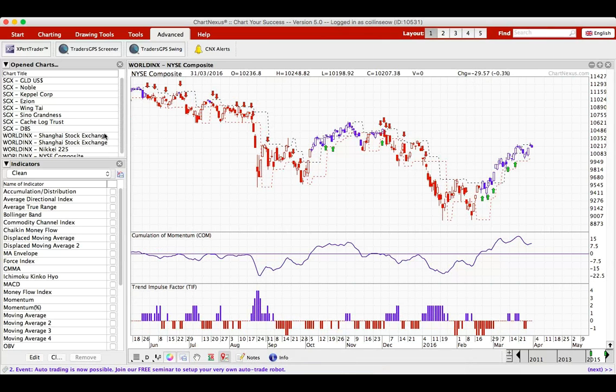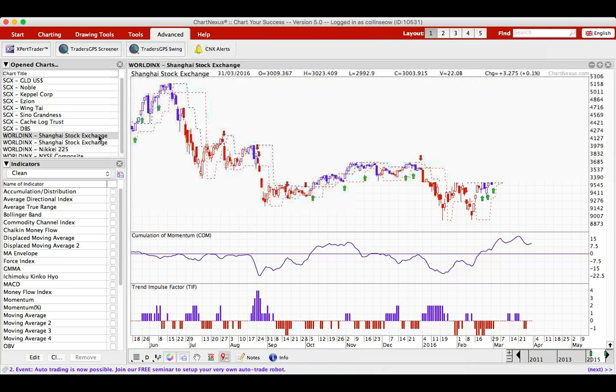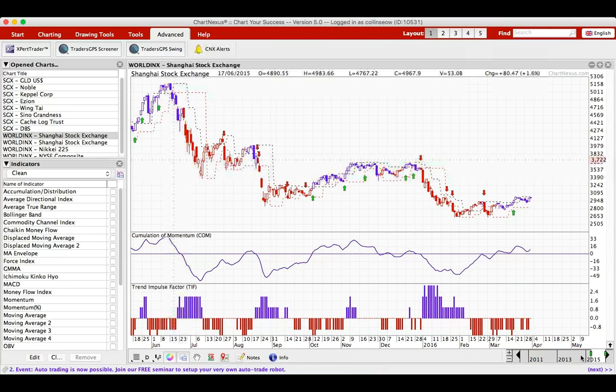Okay, we have the index. This is the Shanghai index right now, the China market. We move away all the indicators first. Before we move, I just want to mention that right now the trend is up, but the trend is not confirmed. So it's a weak uptrend, still a relatively weak uptrend for the Shanghai market right now.